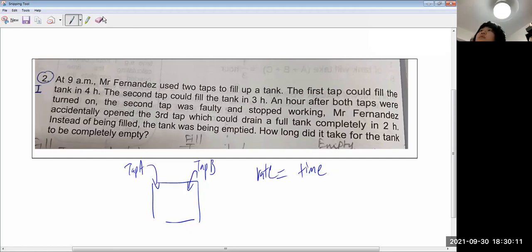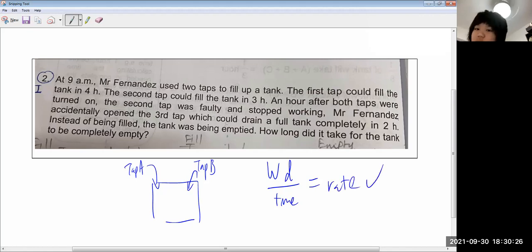What is the formula for rate? Work done divided by time equals to rate. Very good, 很好. You must remember. So what is the work done here? The work done is to fill the tank. The tank means 1 tank, so it's 1. What's the time? 4 hours. So tap A is one quarter.